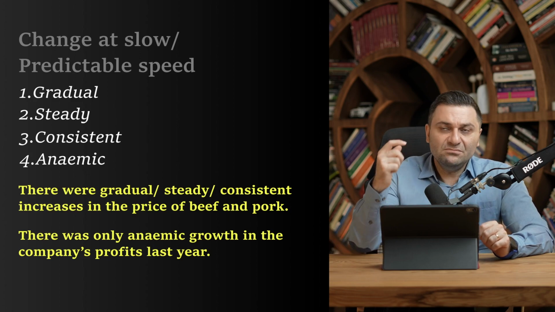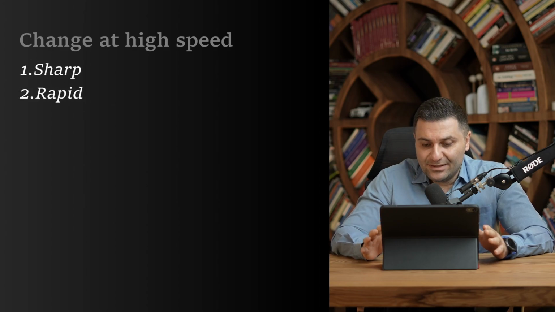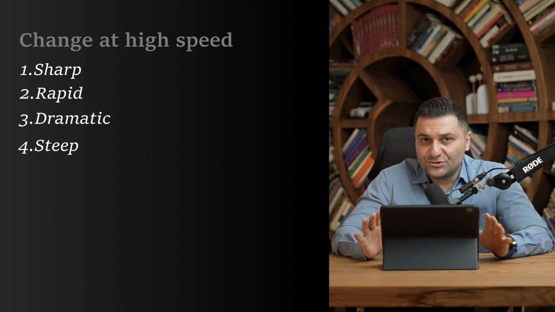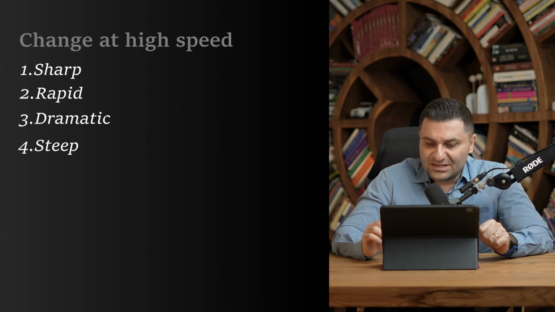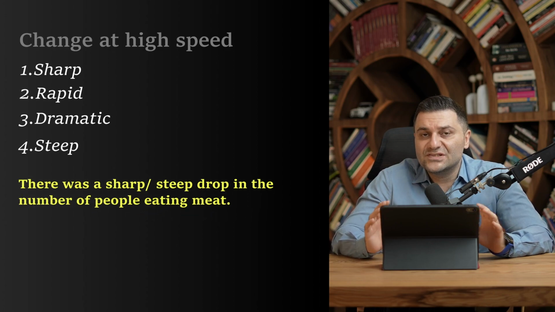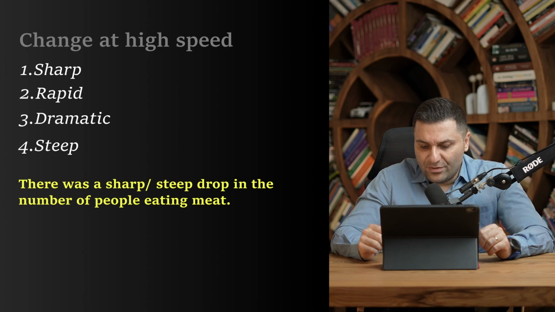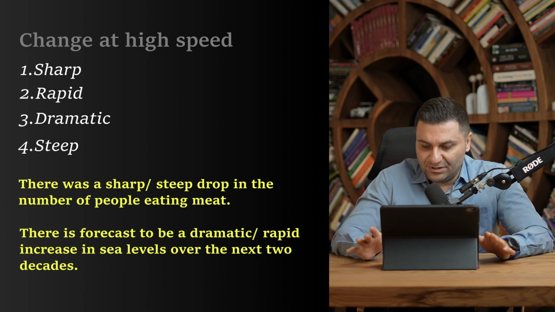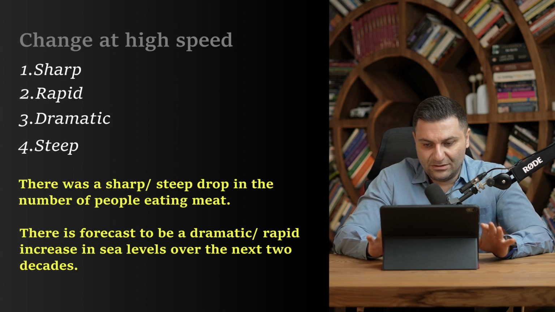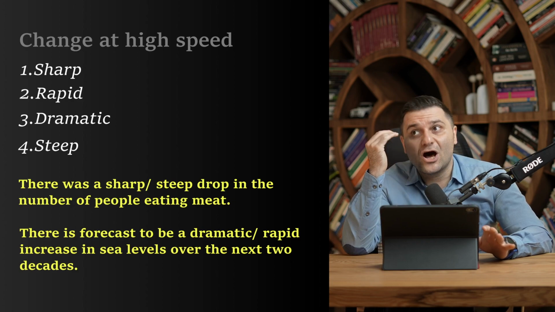Now, sometimes the change is at high speed, and we can use 4 adjectives. The first one is sharp. Next one, rapid, dramatic, and steep. All right? Sharp, rapid, dramatic, and steep. For example, there was a sharp or steep drop in the number of people eating meat. Or there is forecast to be a dramatic or rapid increase in sea levels over the next 2 decades. So it is talking about change at a very high speed.